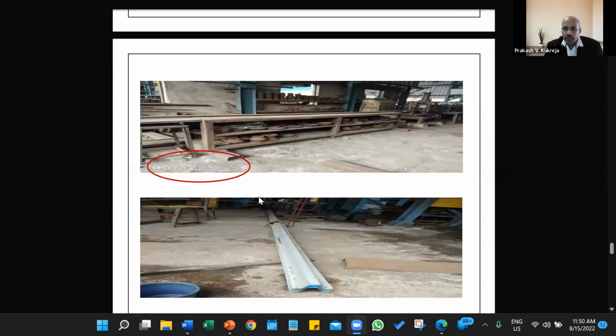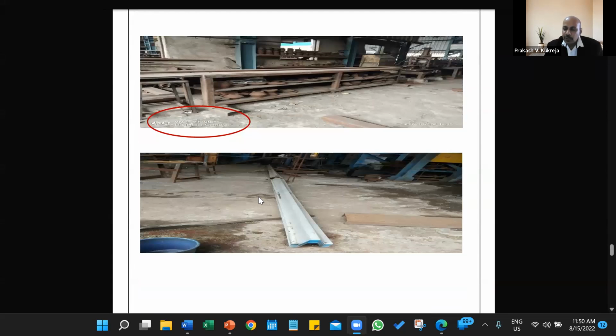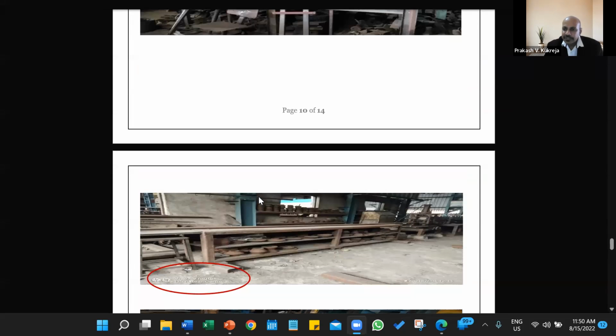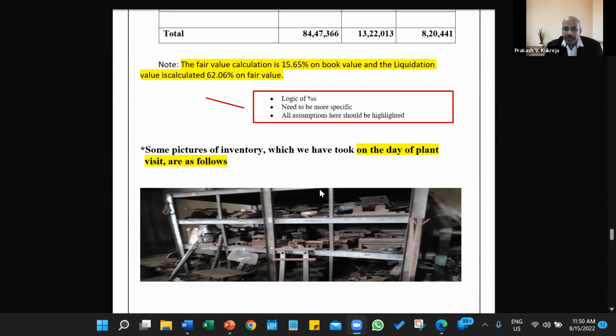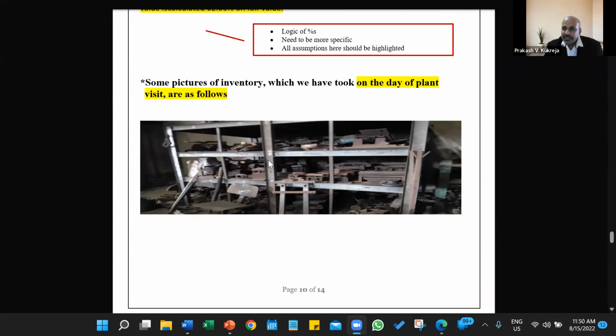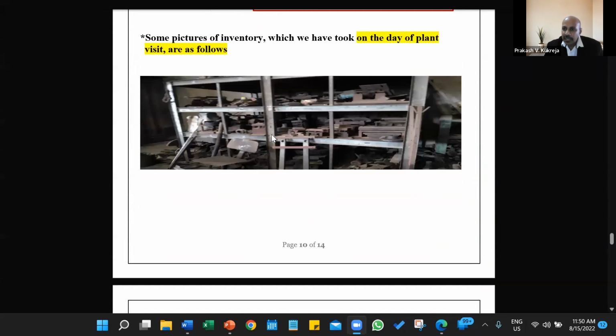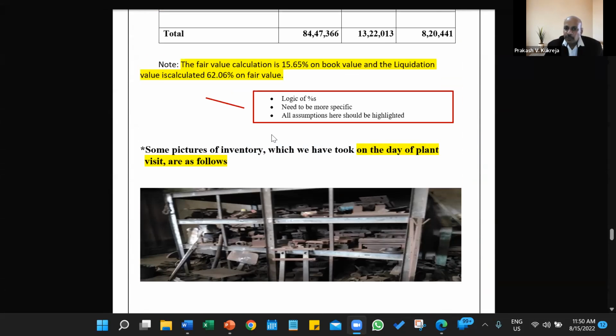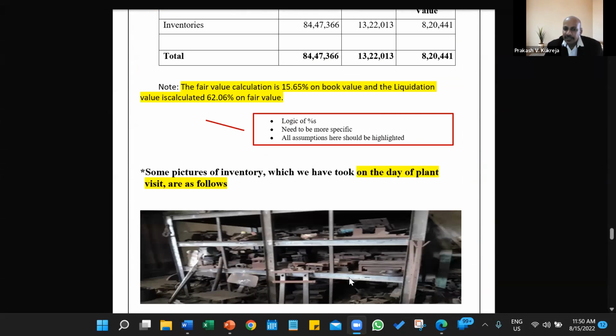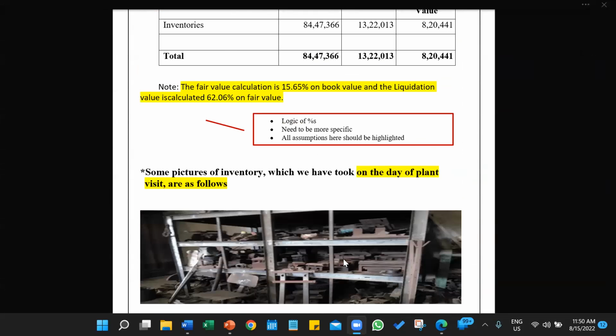Now, it is very important to highlight that if you're saying the liquidation value is only 8 lakhs out of 84 lakhs, which is the book value, it means you have to say this is all scrap, right? I'm making an assumption here. So if this is scrap, then how did you arrive at 8 lakhs? Maybe he has appointed some technical person who said this will be available, and a buyer will only be ready to buy at 8 lakhs, right? Maybe what is the weight of this? That is also very important. So all these things are very, very important to be highlighted in the report.